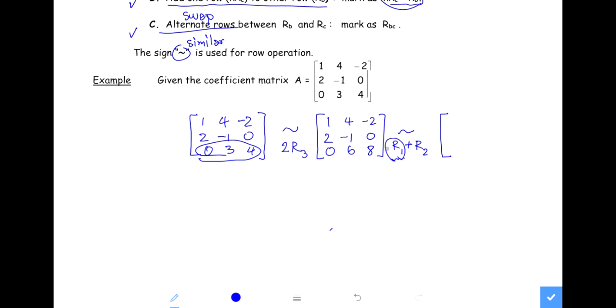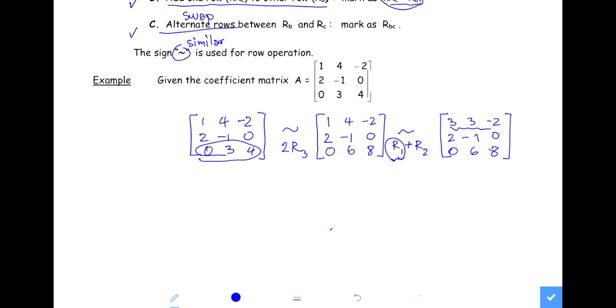So I'm going to find the sum of R1 and R2 now. 1 plus 2 is 3. I write R1 before R2, so the result is going to be in R1. 4 minus 1 is 3, and -2 plus 0 is -2. So my R1 is changed, my R2 will be unchanged, and my R3 will be the same. Nothing has changed there because the instruction is to add R1 and R2, and I write R1 before R2, so I have to put the result into R1.